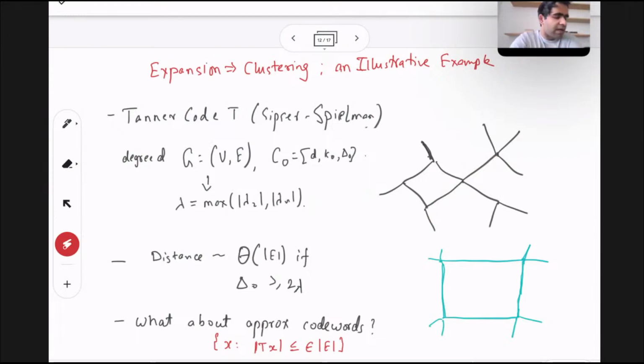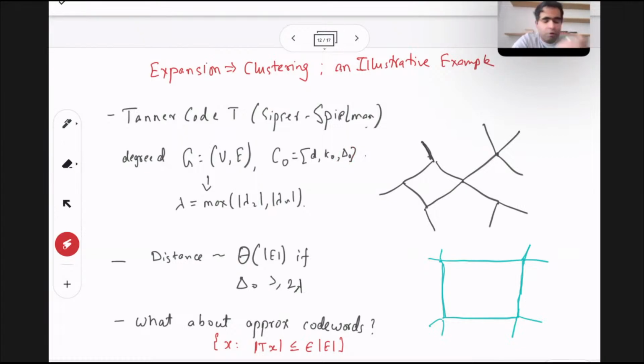So this code has the following components. The graph has a collection of vertices and edges. This graph is a degree D graph. Let me write it down. It's degree D. And I imagine a small classical code, C0, which needs D bits to encode some small K0 bits, and the distance is delta naught.